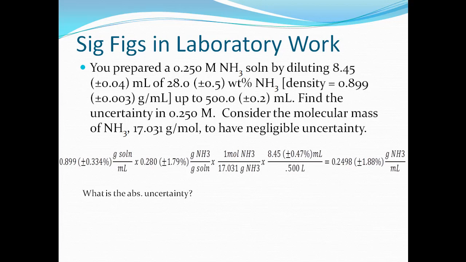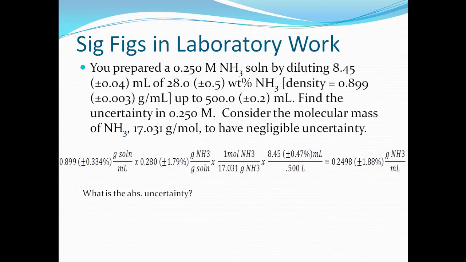Now, how did they get the 1.88%? Well, what have we done here? All we've done is multiply and divide. The rule is convert everybody to a percent relative uncertainty. Now, the weight percent is given to you as 28.0 plus or minus 0.5 weight percent. But remember, I have taken away the percent. So now it's not 28, it's 0.28. So you have to accommodate your error accordingly. That means it's no longer 0.5 divided by 28. No, it's going to be 0.005 divided by 0.28 times 100. And that's how you get the 1.79.